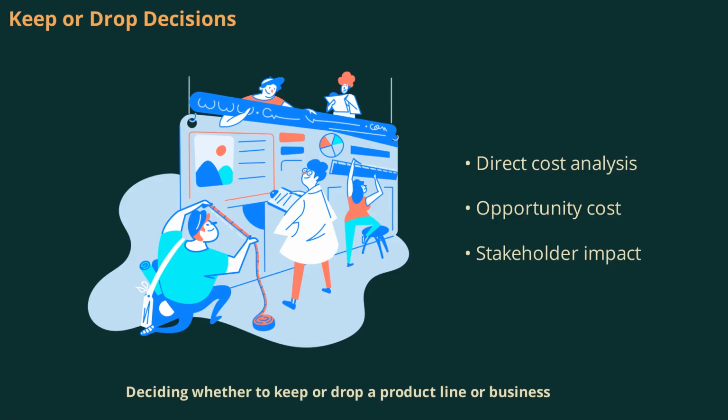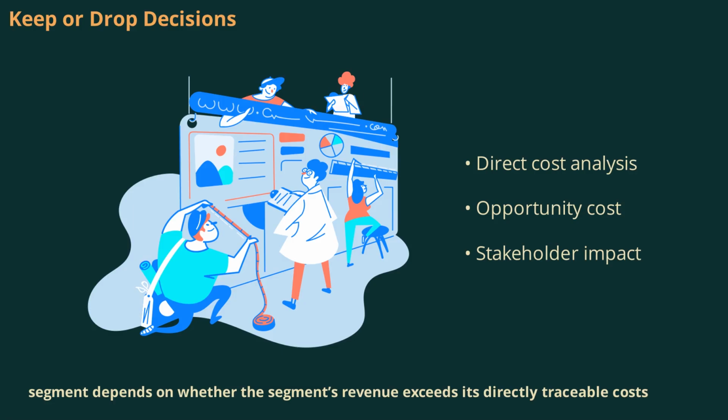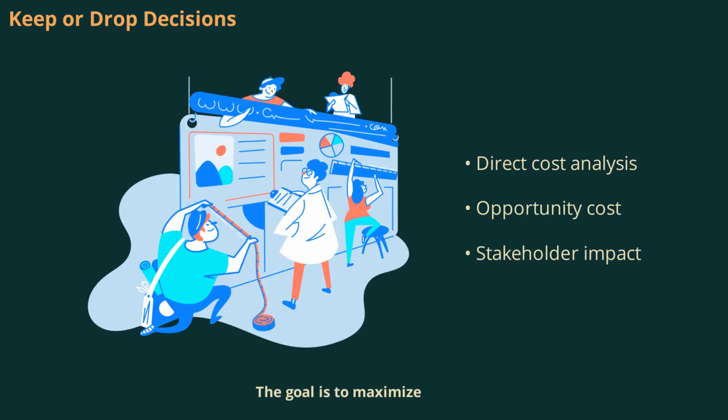Deciding whether to keep or drop a product line or business segment depends on whether the segment's revenue exceeds its directly traceable cost. Managers must also consider the impact on employees, suppliers, and customers, as well as opportunity costs associated with freed-up resources. The goal is to maximize overall profitability while maintaining strategic relationships.